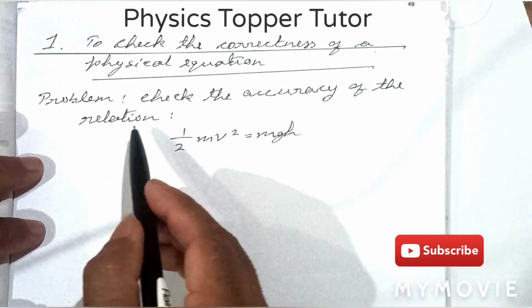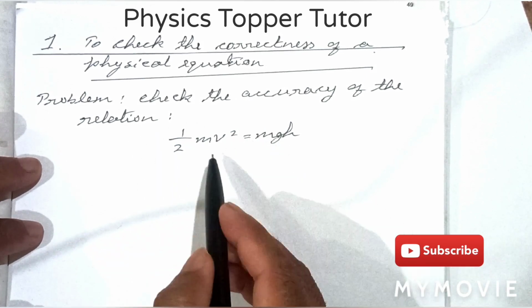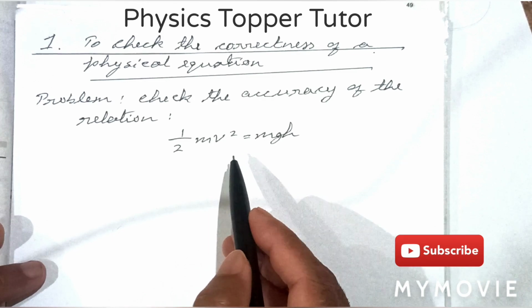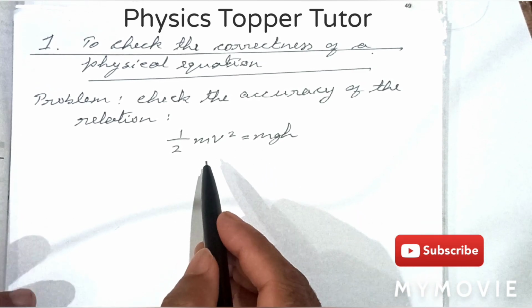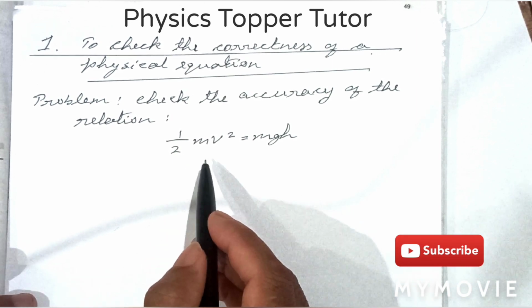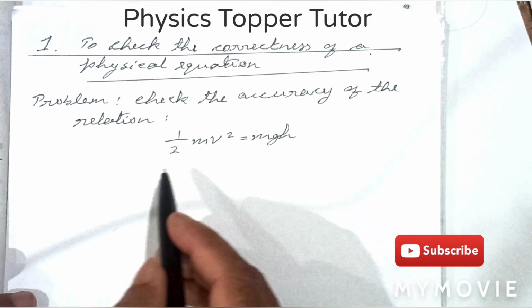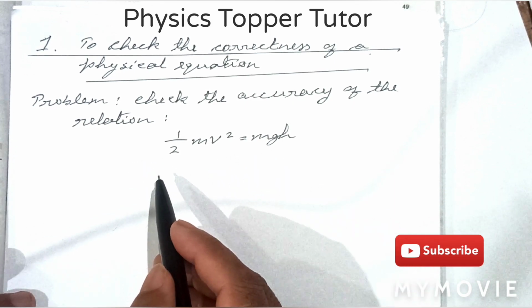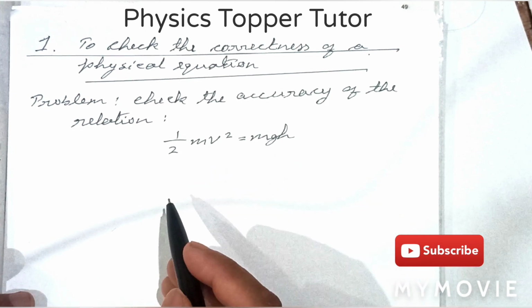Check the accuracy of the relation: half mv square equal to mgh. This is a physical equation, a physical relation. There are lots and lots of physical equations in physics. So this is a simple one. We are going to solve it, and I shall explain how we check the correctness of the relation.